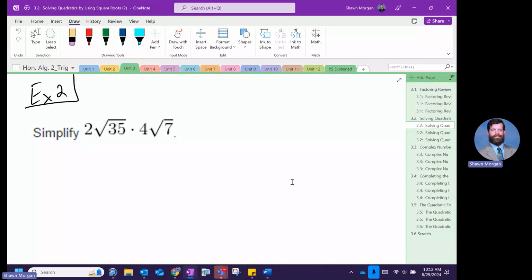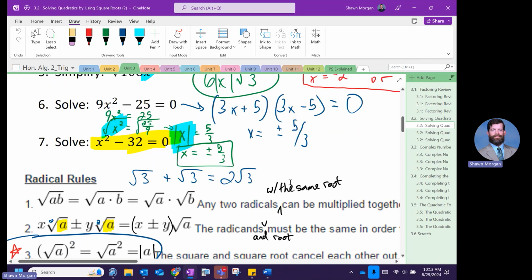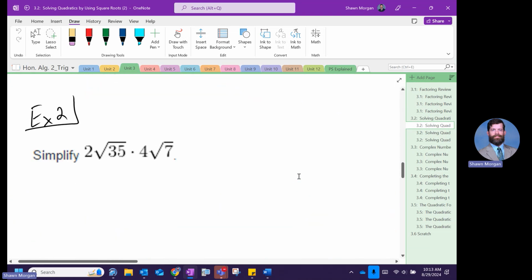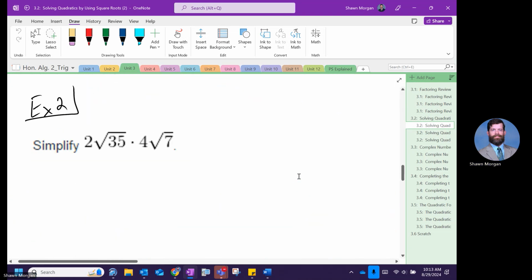We're going to continue on with our work, covering radicals. And by the time you leave here today, you ought to be very good at simplifying, adding, subtracting, multiplying, and dividing radicals. This is 3.2, solving quadratics. Solving quadratics using square roots. So we got to be good at square roots.